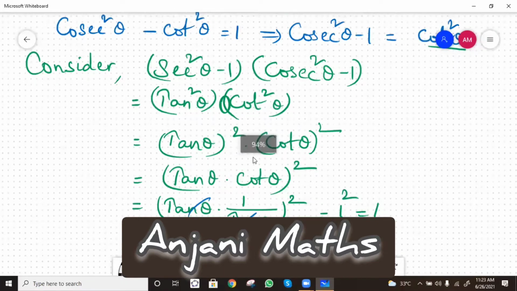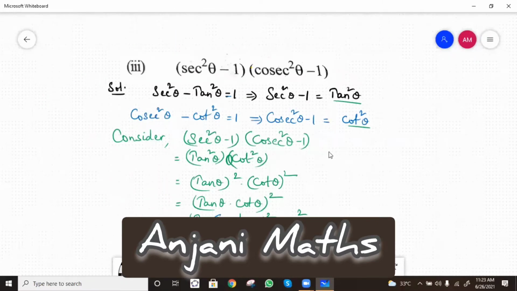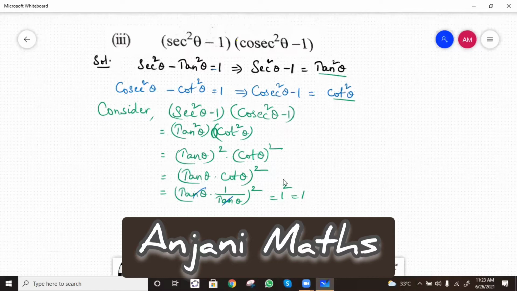So we used 2 trigonometric identities here. What are they? Secant square theta minus tan square theta equal to 1. And what is the next identity? Cosecant square theta minus cot square theta is equal to 1. Okay. Let us move to the next one.